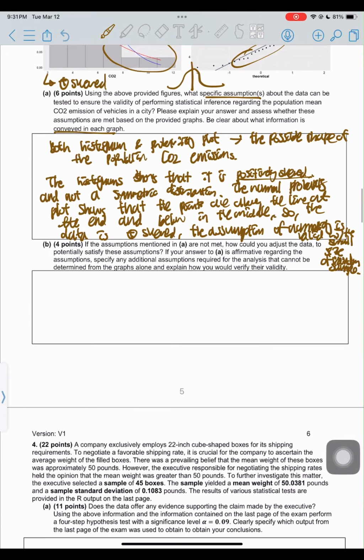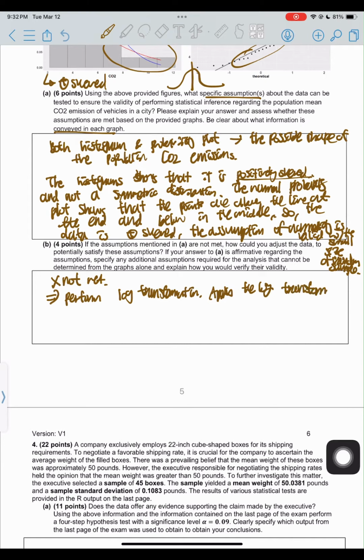And let's look at option B. So if the assumptions mentioned in A are not met, how could you adjust the data to potentially satisfy these assumptions? If your answer to A is affirmative regarding the assumptions, specify any additional assumptions required for the analysis that cannot be determined from the graph alone, and explain how you'd verify their validity. So assumptions. In our case, it's not met. So when the data is skewed, what statisticians usually do is perform the log transformation. If you apply the log transformation, it will make it closer to a normal distribution, which is why it's a common practice. So apply the log transformation to make it closer to a normal distribution.